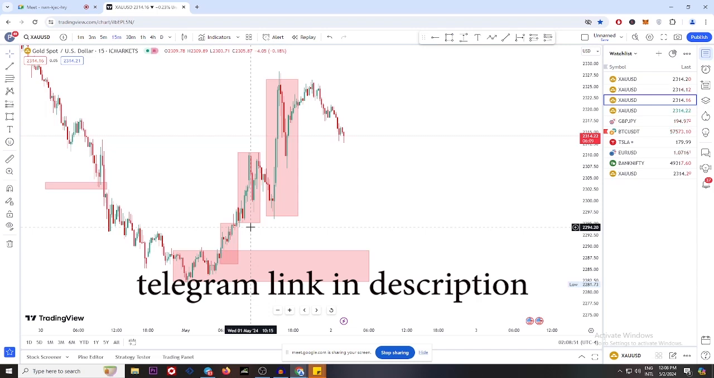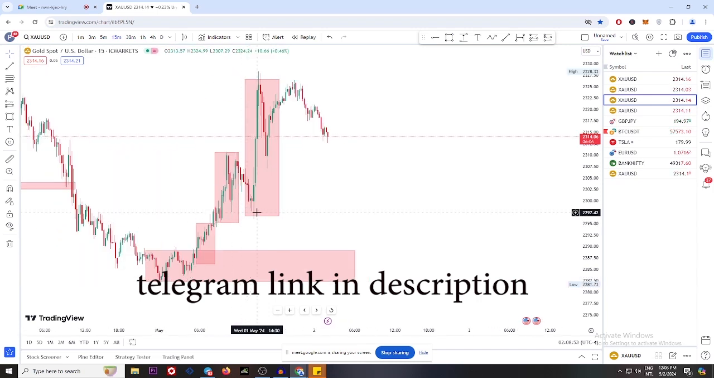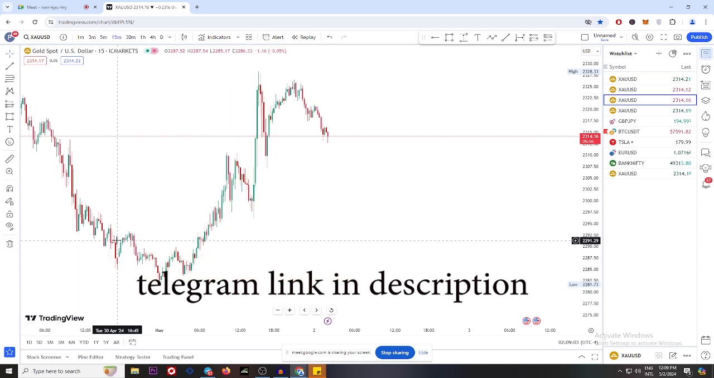We are in the 15-minute chart, right? You know the second breakout? This is the second breakout, right? Yes. And we have this breakout also.